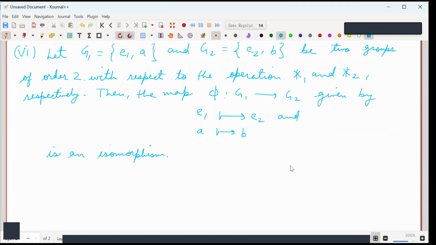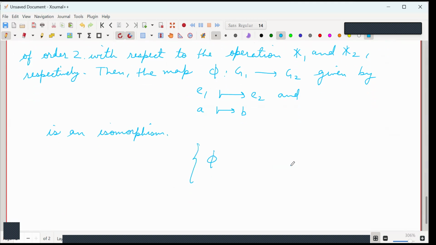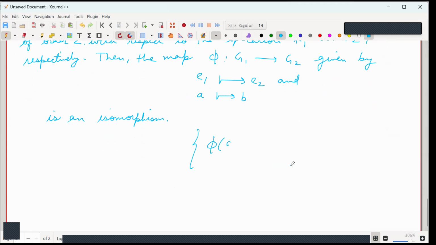So there's only one non-zero element, and so A is A inverse. So inverse of A is also A. So it's a rough work, I will erase it. So just keep an eye. Let A1 and A2 be two elements of G1. So A1 and A2 can be A or identity, right? And we need to show that this is phi of A1 and phi of A2.